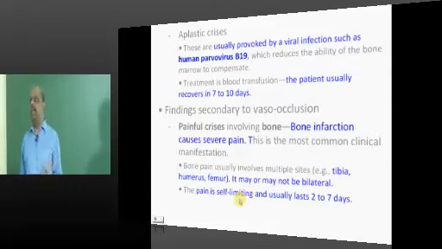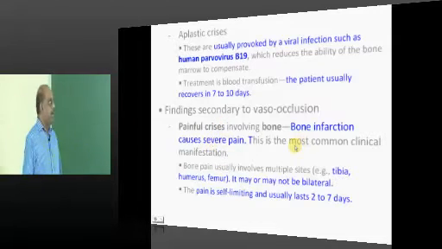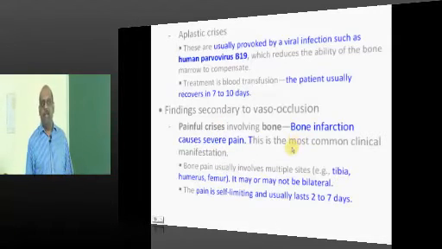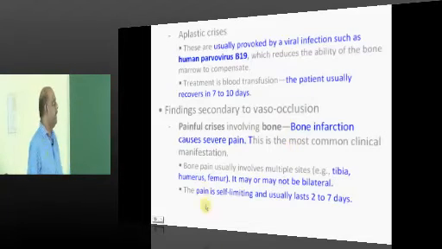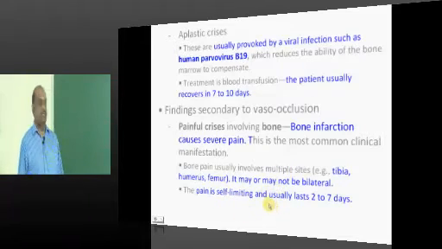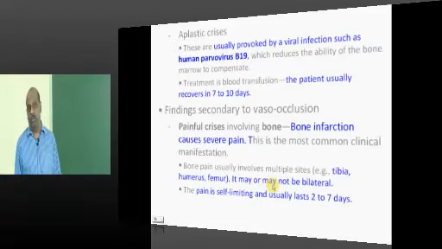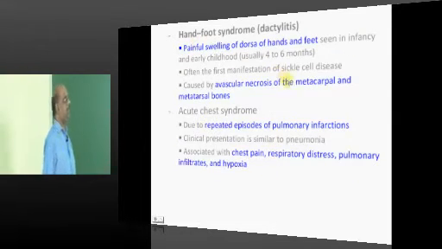So how do you recognize a painful vaso-occlusive crisis? It can present in the form of an infarcted bone leading to a severe bone pain. Tibia, humerus, femur are the very common bones which are affected by this painful vaso-occlusive crisis involving the bone. Even that is also a transient phenomenon of about 2 to 7 days.